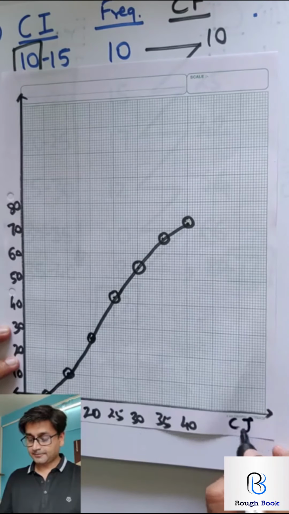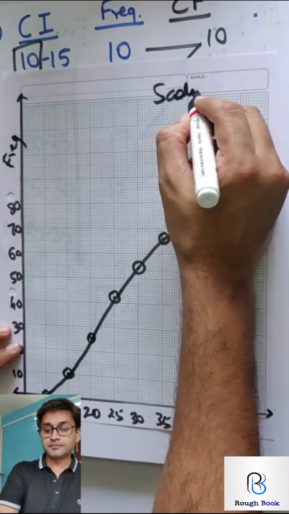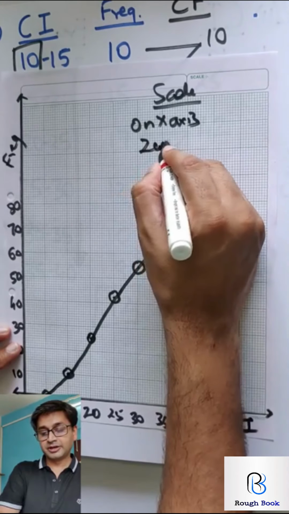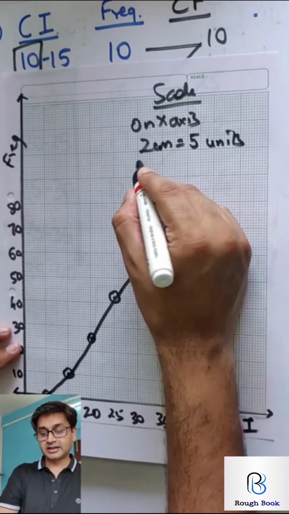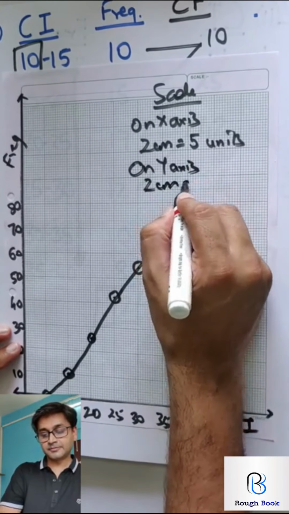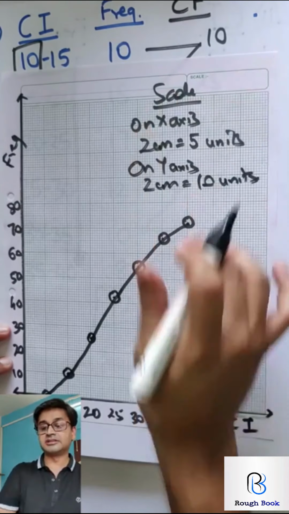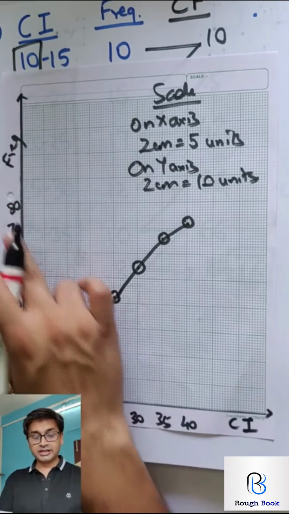So this is CI and this is frequency. The scale we need to mention. So on x-axis, 2 centimeters is equal to 5 units. And on y-axis, 2 centimeters is equal to 10 units. So we wrote the scale. Try to write the scale up. Right now I'm using a marker, so it's coming too low. Alright. Here are the names we gave.